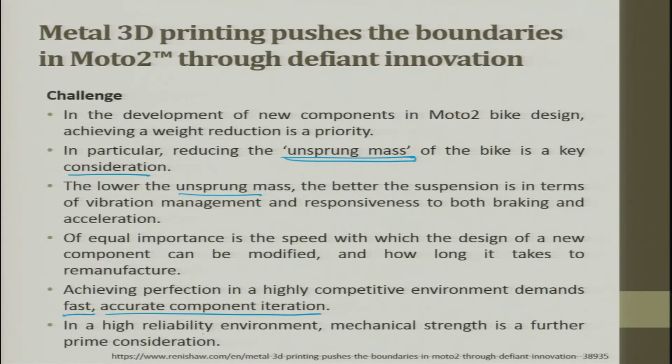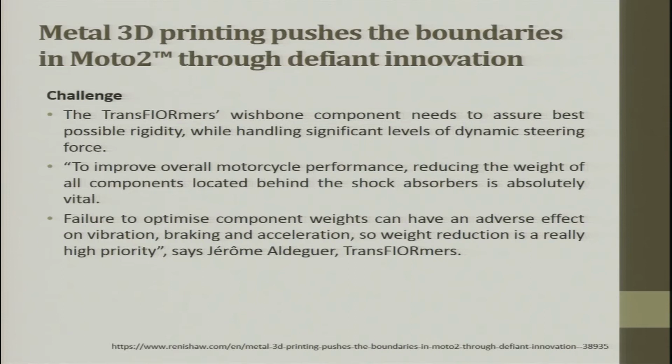In a high reliability environment, mechanical strength is a further prime consideration. The Transformers wishbone component needs to be assured of the best possible rigidity while handling significant levels of dynamic steering forces. To improve overall motorcycle performance, reducing the weight of all components located behind the shock absorber is absolutely vital. Failure to optimize components' weight can have an adverse effect on vibration, braking and acceleration. So, weight reduction is really a high priority. All these things were done.